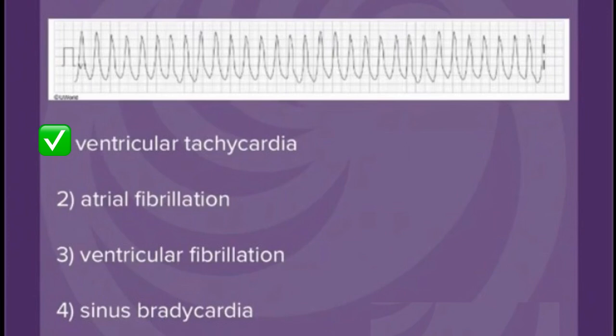So we need to treat this right away, since VTAC is a precursor to the life-threatening VFib, or ventricular fibrillation. And remember, we always defib VFib. So again, our correct option is going to be option number 1, ventricular tachycardia.